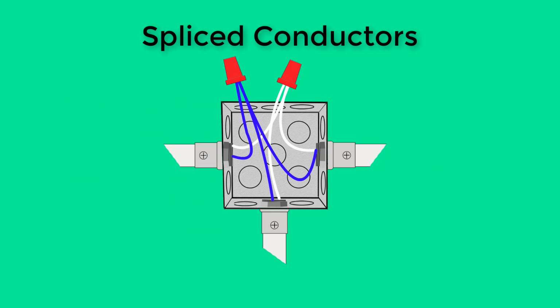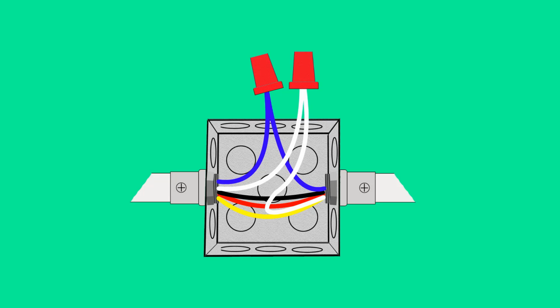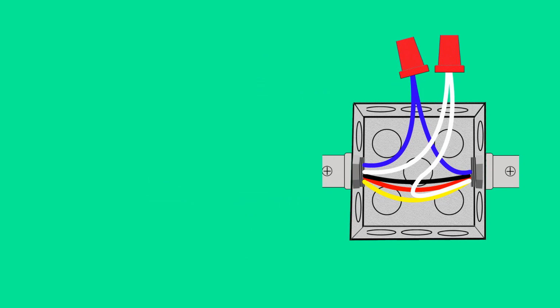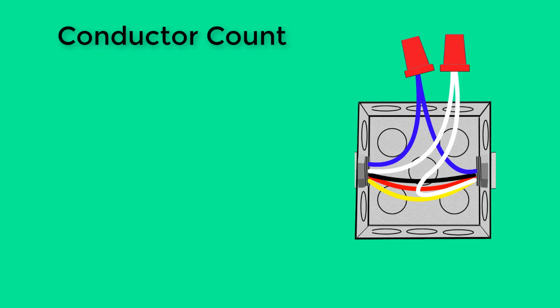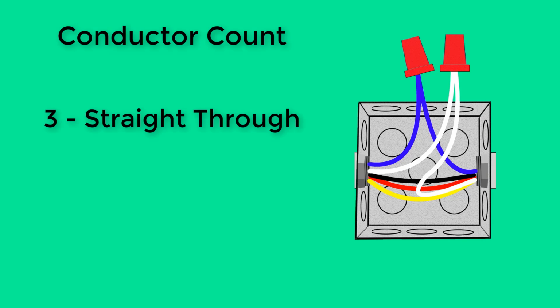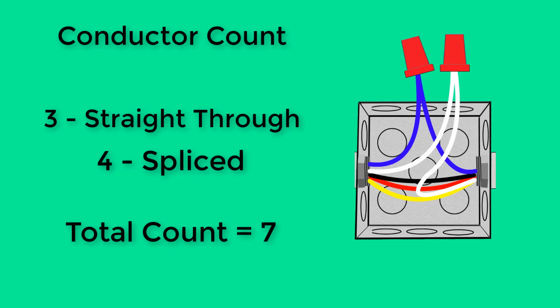Each spliced conductor adds a count for the box fill. In the example shown, the conductor box fill count is 6. Remember that each spliced conductor counts as 1. Let's examine a conductor fill example where some conductors are spliced while others are pulled straight through the box. In this example, 3 conductors are pulled straight through, while 2 conductors are spliced. The 3 conductors that are pulled straight through have a count of 3, while the 2 that are spliced have a count of 4. The total conductor count in this example is 7.